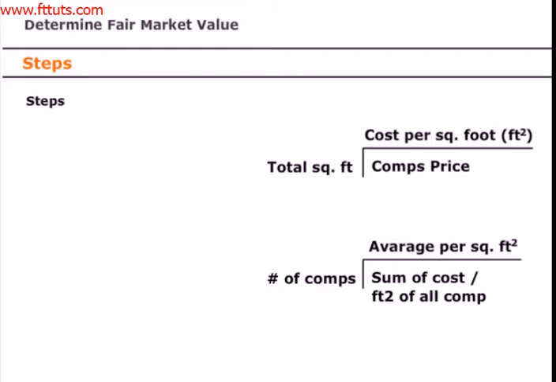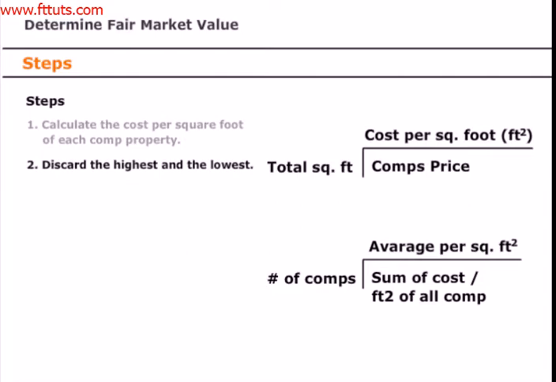Now that you have the comparables, the next step in determining fair market value is to figure out the cost per square foot for each comp property. To do this, take the comp price and divide it by the home's total square footage. The result is the cost per square foot. Next, remove the highest and the lowest value. If you only have 3 comps, though, you will need to keep all of them.